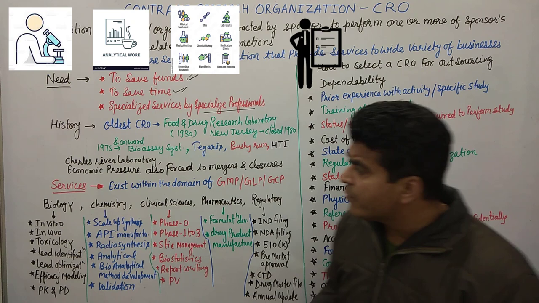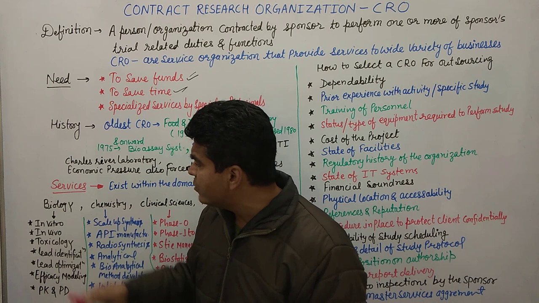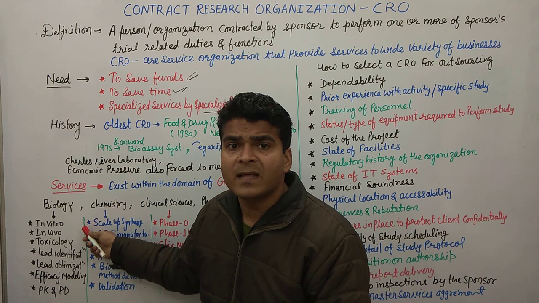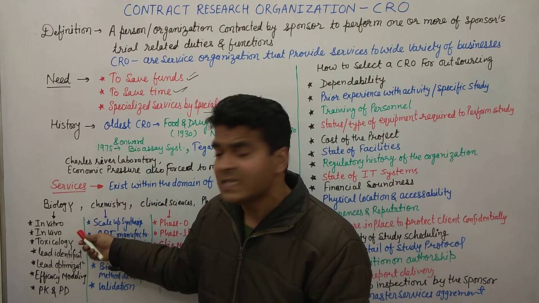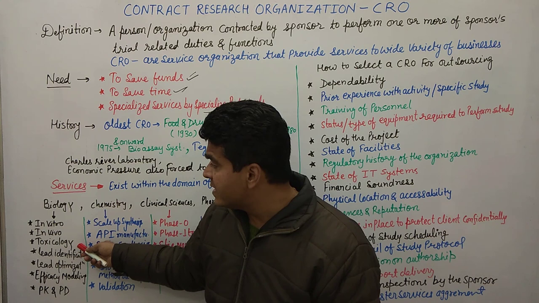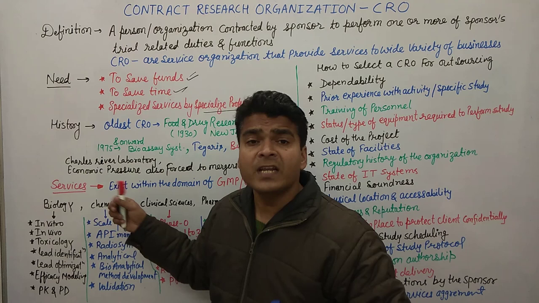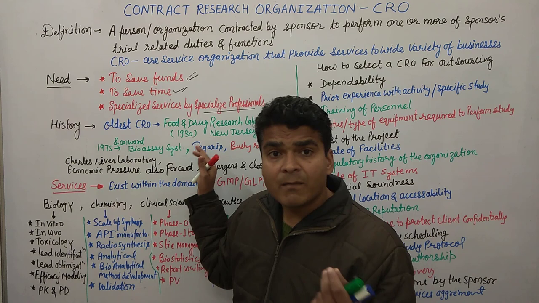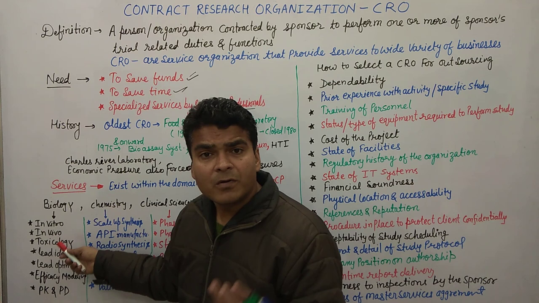As we all know, in the biology field, in vitro assays or in vitro experiments are performed in the laboratory. In vitro assays as well as in vivo preclinical studies are also performed in the biology section, as well as toxicology like immunotoxicology and basic toxicology. All toxicology studies are established under the umbrella of biology. And in the initial era of 1930 to 1975, some of the CROs were based only on toxicology. They also do the work of lead identification and lead optimization.